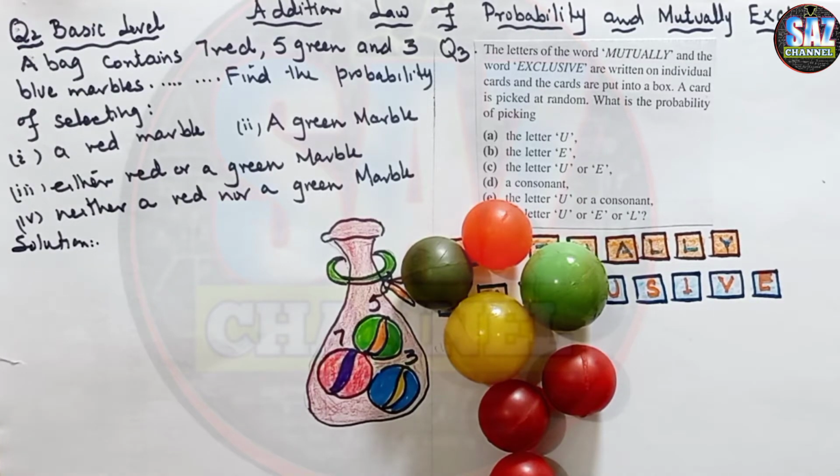This is my second lesson of D4, chapter number 3, exercise 3B. That is about the addition law of probability and mutually exclusive events. Students, what are mutually exclusive events or disjoint events, and how do we find the probability of mutually exclusive events? These are the questions which have to be really clear to you.